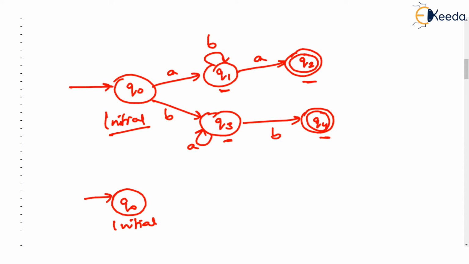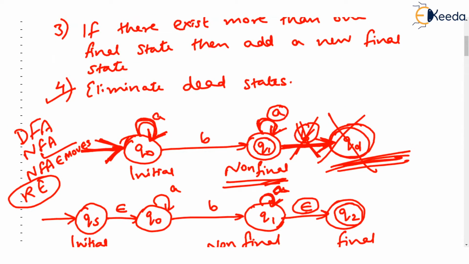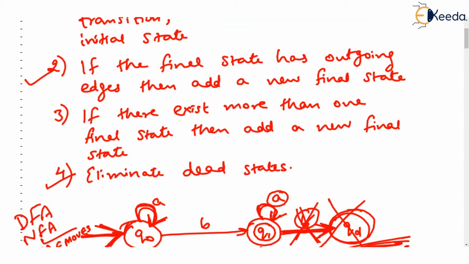Okay. Now Q2 is a final state and Q4 is a final state. Are there any outgoing arrows from Q2 or Q4? No. So rule 2 also doesn't apply. Rule 2 said that if a final state has outgoing edges, but neither Q2 nor Q4 have outgoing edges. But there is rule 3, saying if there exists more than one final state, then add a new final state.